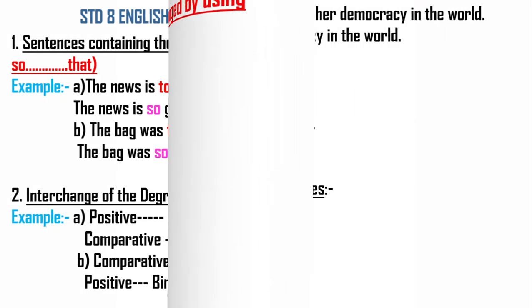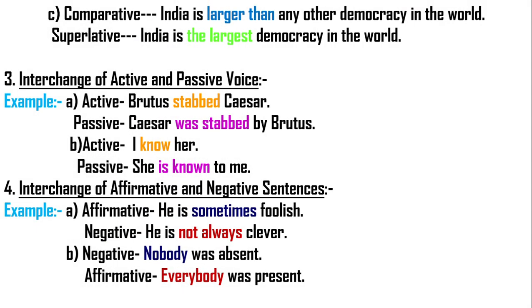Moving on to the third example, children. The first sentence is again in the comparative degree. India is larger than any other democracy in the world. We will change it into the superlative form. And I have already explained that the word the, the article, will always be used with the superlative form. India is the largest democracy in the world.